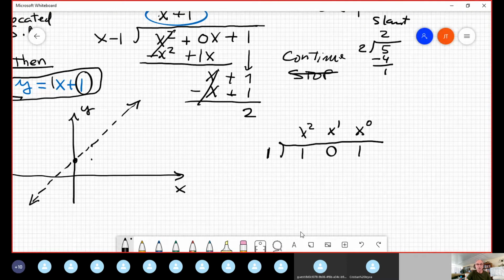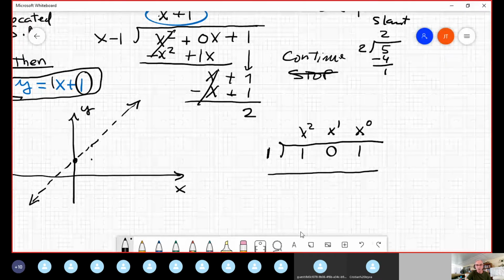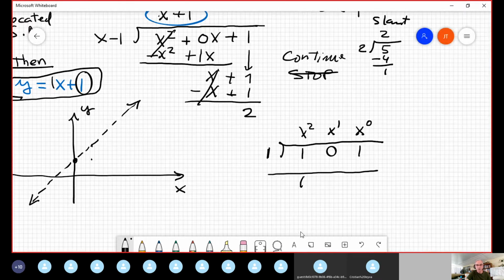In long division, you change the sign several times. 1 time, 2 times, 3 times. In this case, I change the sign only 1 time. It's negative, it's positive. So always change the sign. Bring down 1. Multiplication, 1 times 1 is 1. 0 plus 1 is 1. 1 times 1 is 1. 1 plus 1 is 2.